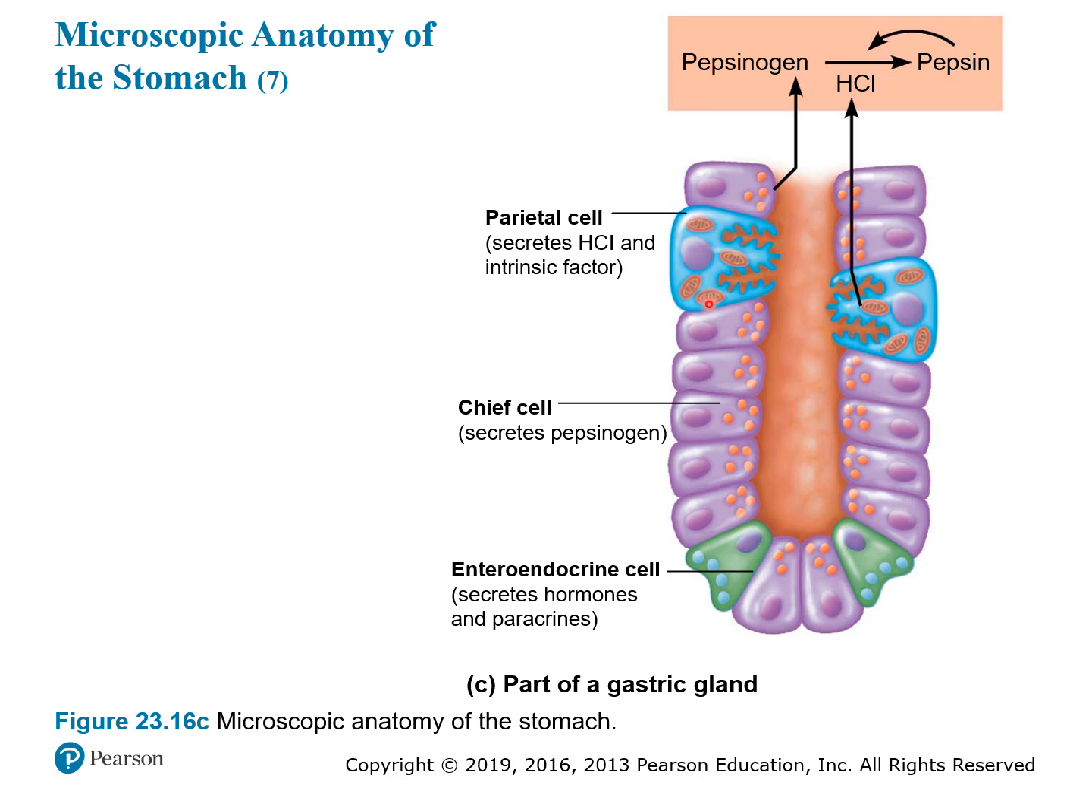These are the parietal cells. The purple ones have pepsinogen and hydrochloric acid. The hydrochloric acid is secreted by the parietal cells, and it acts on the pepsinogen and converts it into pepsin. And these cells, we know, also secrete intrinsic factor. These are the chief cells, and these are the parietal cells. Then we have endocrine cells which secrete hormones and the paracrines.